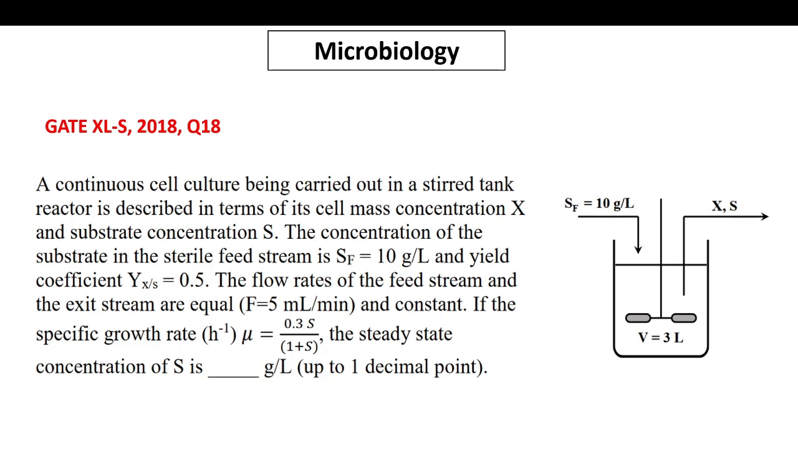The question is stated as: a continuous cell culture being carried out in a stirred tank reactor is described in terms of its cell mass concentration X and substrate concentration S. The concentration of the substrate in the sterile feed stream is SF, which is given as 10 gram per liter, and the yield coefficient, Y X divided by S, is equal to 0.5. The flow rates of the feed stream and the exit stream are equal, that is, F is equal to 5 ml per minute.